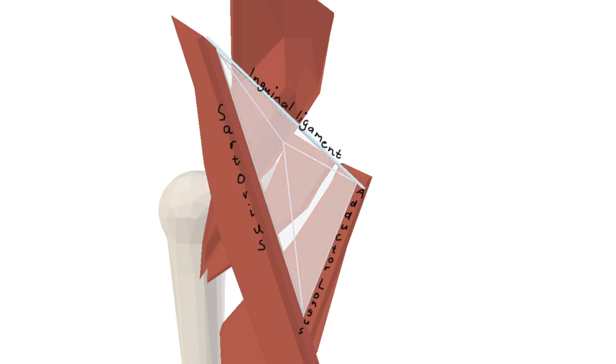The roof is made up by the fascia lata, which is the border of the main fascial compartment of the thigh. You'll know it from the tensor fascia lata, a muscle which stretches it out on the lateral side. There's a little hole up here in the fascia lata, which is called the saphenous opening. The greater saphenous vein pops through there.